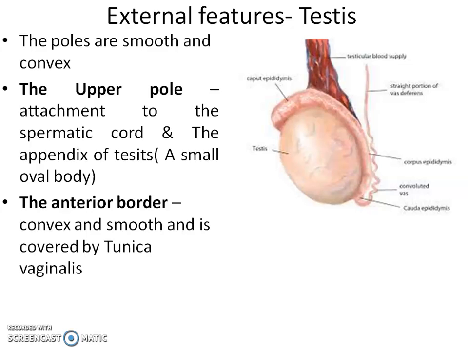The poles are smooth and convex. The upper pole is attached to the spermatic cord, and the appendix of testis is a small oval body that is present over the upper pole. The anterior border is convex and smooth and is covered by the tunica vaginalis. It's a covering of the testis.